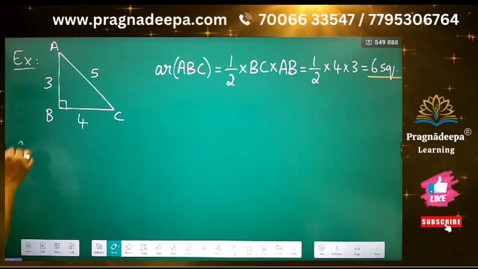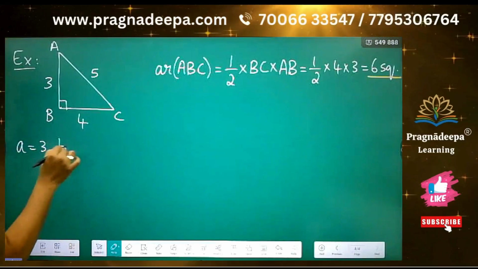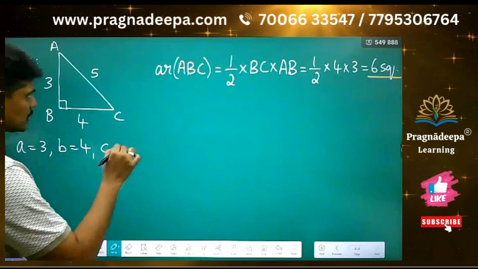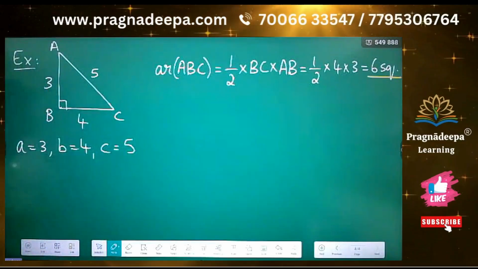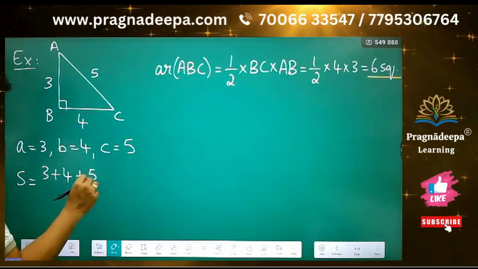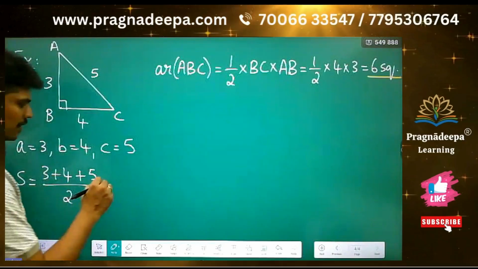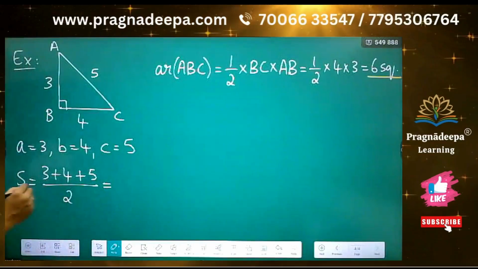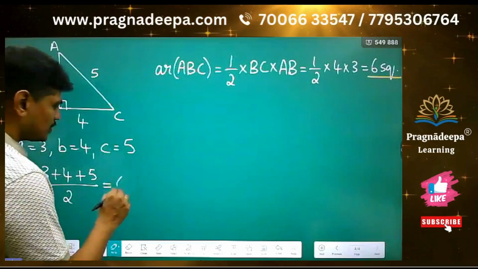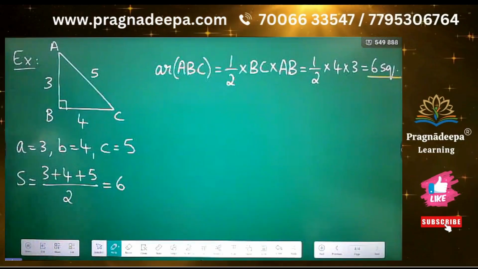So what is small letter a? 3. Small letter b? 4. Small letter c? 5. What is the meaning of this? The 3 sides, correct? Now what is the semi perimeter? 3 plus 4 plus 5 by 2, correct? So 3 plus 4, 7. 7 plus 5, 12. 12 by 2, 6. So the semi perimeter is 6.